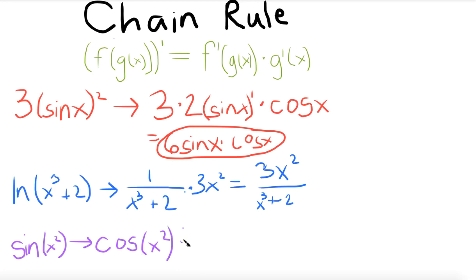And we're going to multiply by g prime of x, so the derivative of the inner function, and the inner function here is x squared, so the derivative of x squared is 2x. So that's that. We get 2x cosine x squared. You can get rid of those parentheses around the x squared if you want, but you don't have to, they can be there.